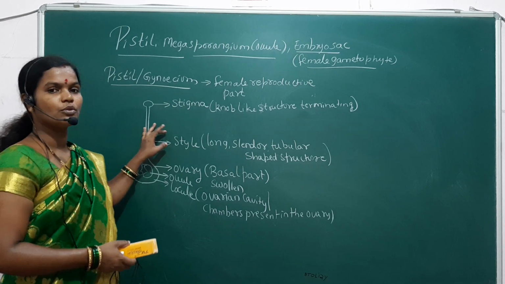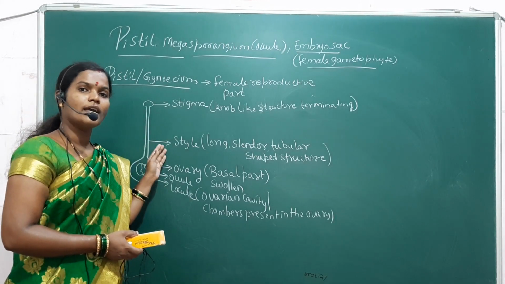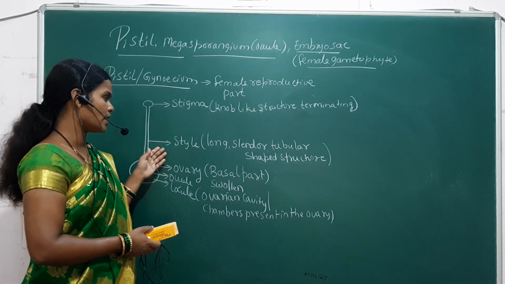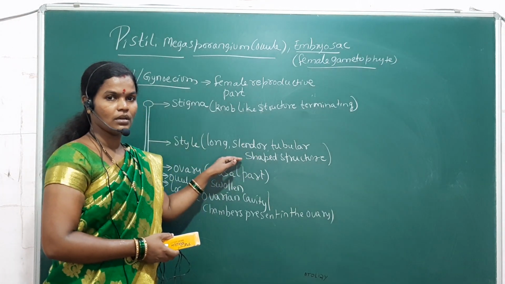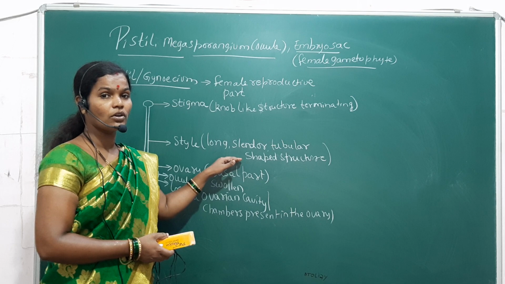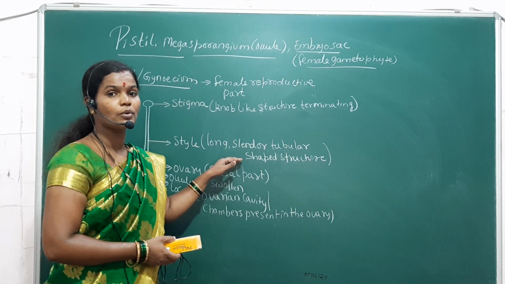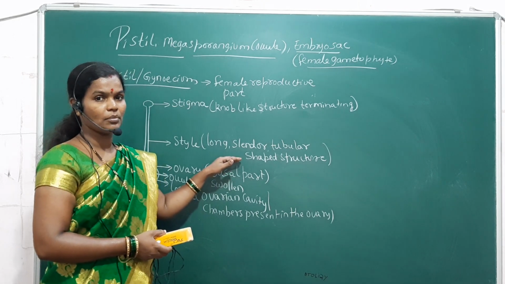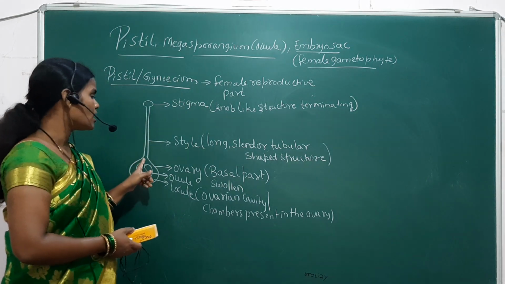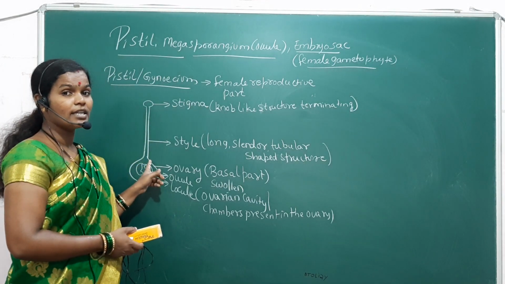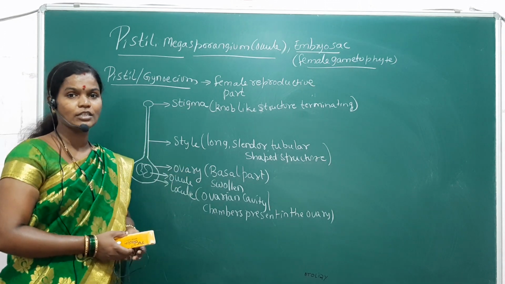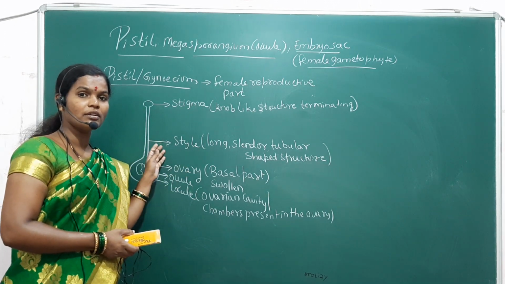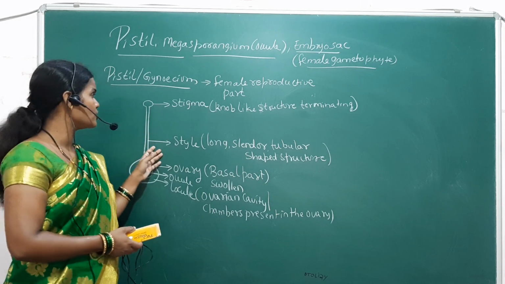Next, coming to the style. I have already told you that it is a long, slender, tubular shaped structure which helps in the traveling of the pollen tube. Inside the style there is transmitting tissue, which helps the pollen tube travel.